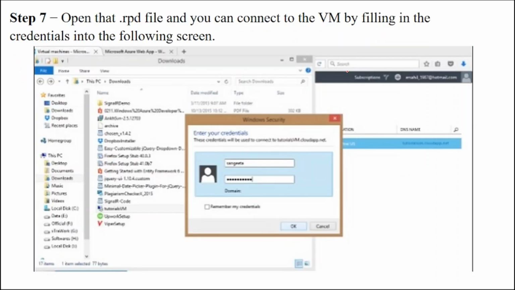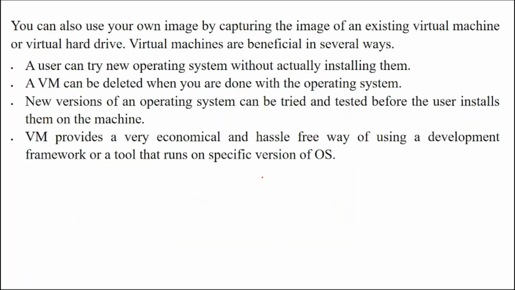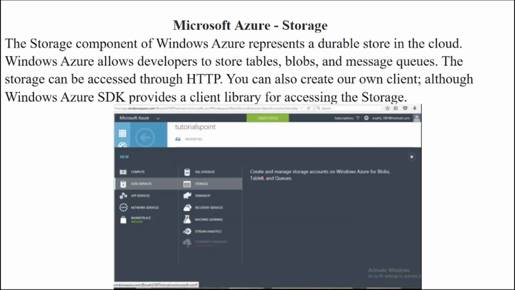Once it is downloaded, you just double click on that file to open it. When you open that file, you will get a screen like this, and here you just put your username and password. After that, you can use your virtual machine. So these are the virtual machine benefits that we have already learned in virtualization. These are just the basic things.